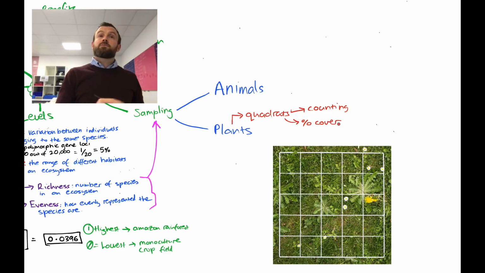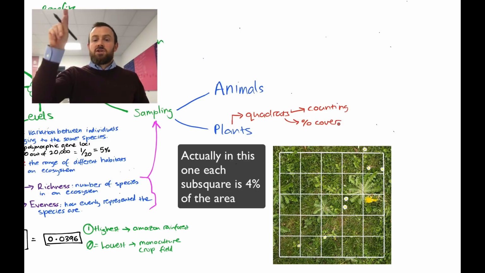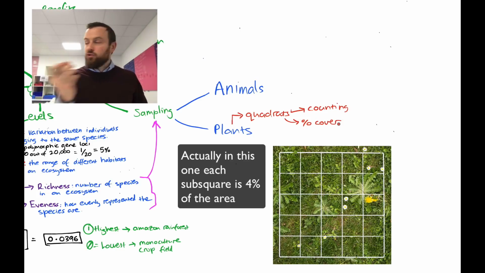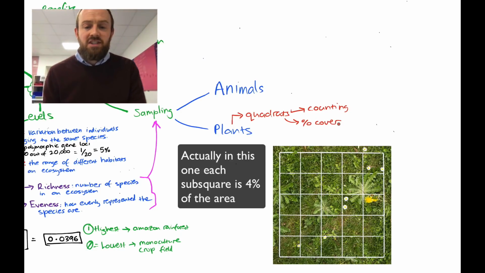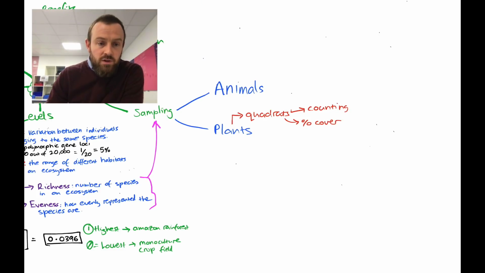Now this quadrat here has lots of little sub-squares which help to estimate the percentage cover. Often each sub-square in a quadrat, depending on the exact quadrat, might be 1/100th of the total area. So it helps you estimate how much of the quadrat is grass and how much is clover, etc. So when using quadrats, the first thing we might have to decide is whether to use them in a random or a non-random way.